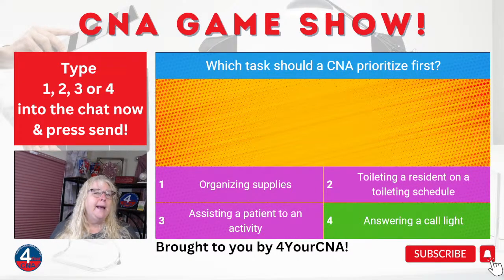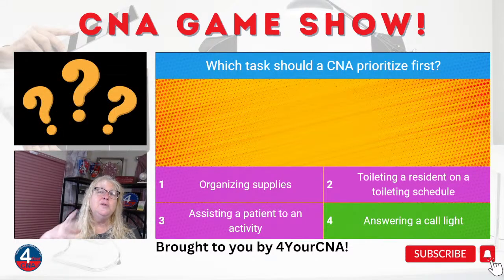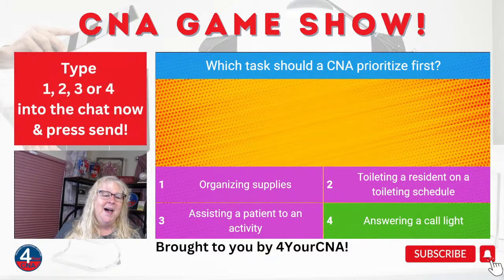And CNAs are forgetting the purpose of the call light. So you're going to see a question like this on the state exam that shows that you understand the importance of those call lights. So I hope that helped you guys. Yeah, call lights can be way more important. They're a priority because they could be an emergency.